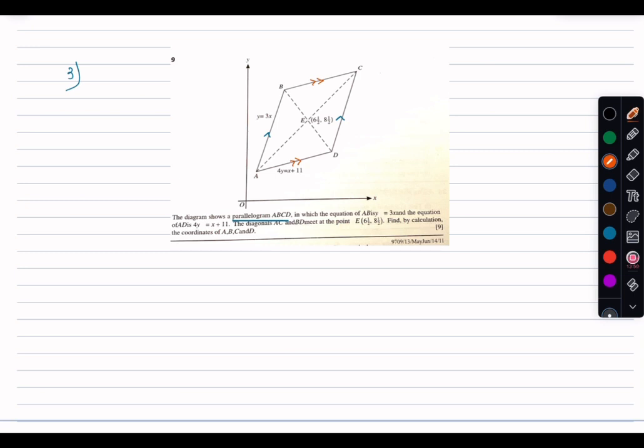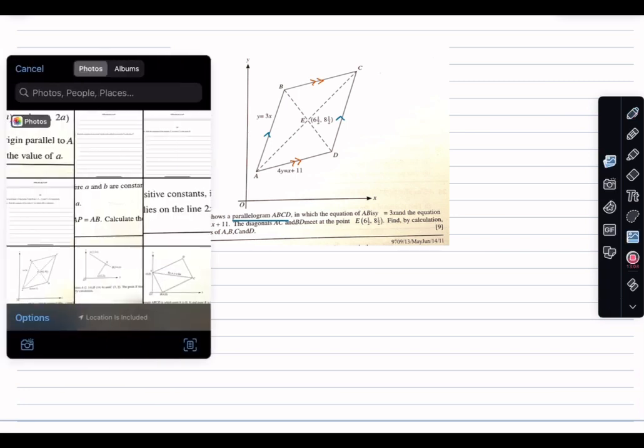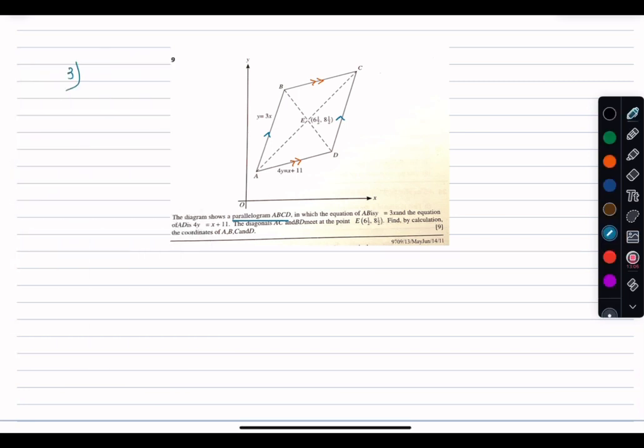And then we should also say that the gradients here, like this is just a mind mapping that we are doing, we should know that the gradient of AB shall be equal to the gradient of DC, and the gradient of BC shall be equal to the gradient of AD. So this is the mind mapping that we have done up till now.